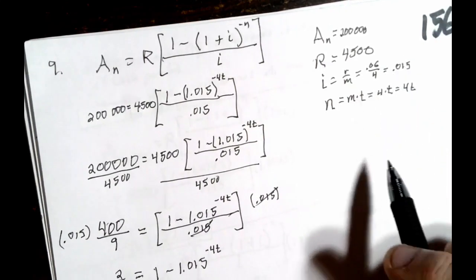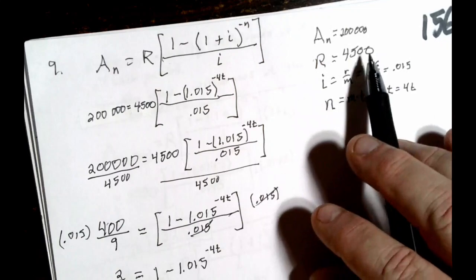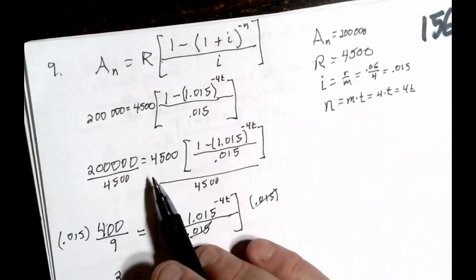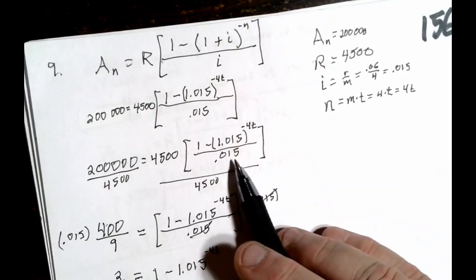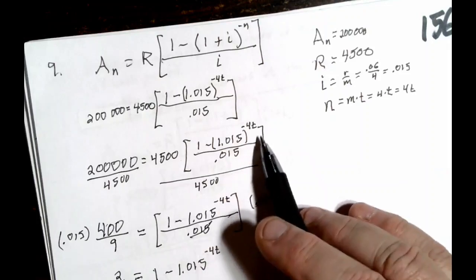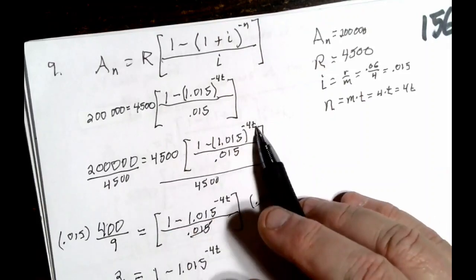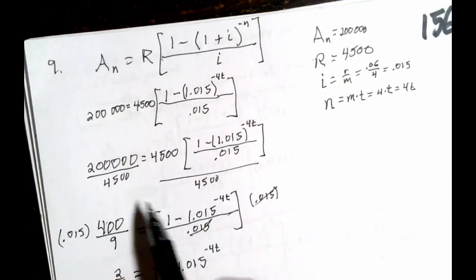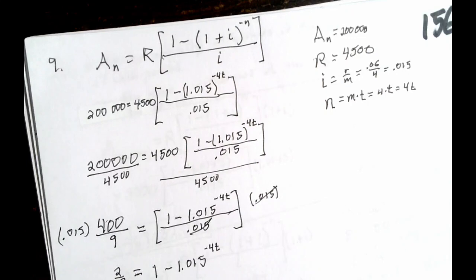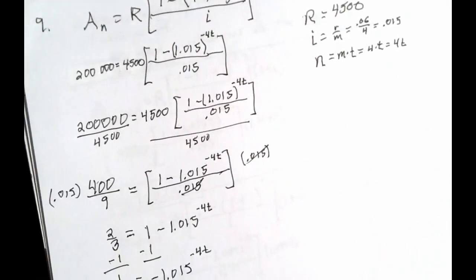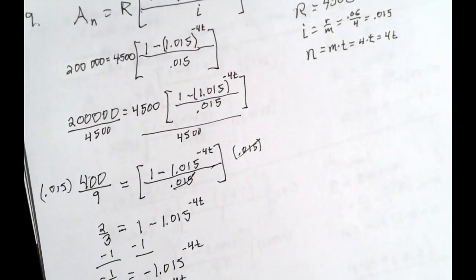Okay, so you've got 200,000 is the ending amount. You got your regular payment of 4,500, and you get your R, I, and your N. You crunch this whole thing down. You don't know what T is, so you got to divide by 4,500. Then you multiply by 0.015. Then you subtract 1. Divide by -1.